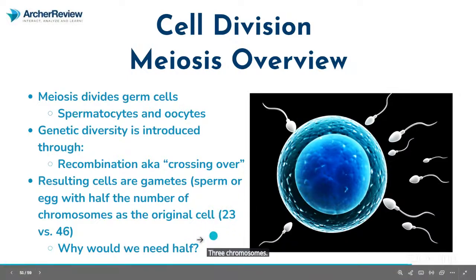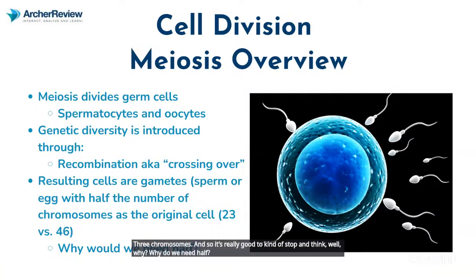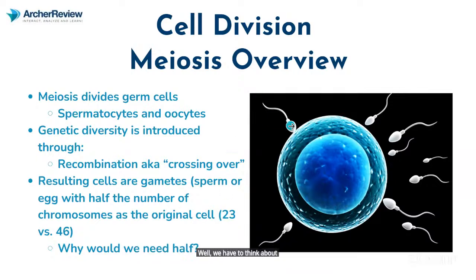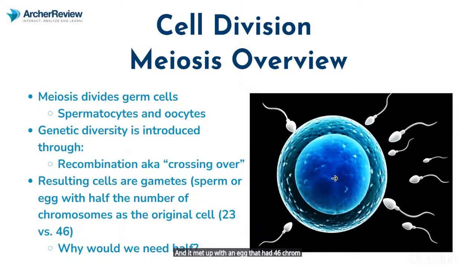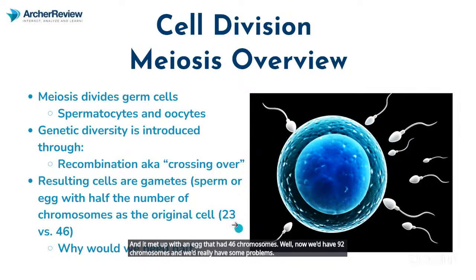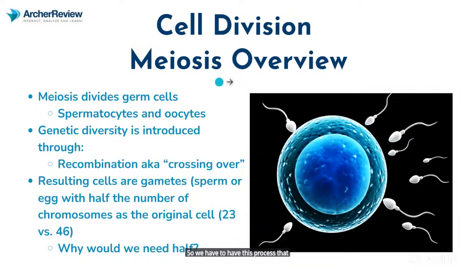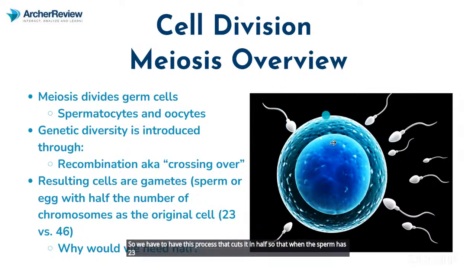And so it's really good to stop and think, well, why? Why do we need half? Well, we have to think about the fact that if we have a sperm meet up with an egg, and let's say, for conversation's sake, that sperm had 46 chromosomes, and it met up with an egg that had 46 chromosomes, well, now we'd have 92 chromosomes, and we'd really have some problems. So we have to have this process that cuts it in half so that when the sperm has 23 chromosomes and it meets with an egg that has 23 chromosomes, we get to the right chromosome number.